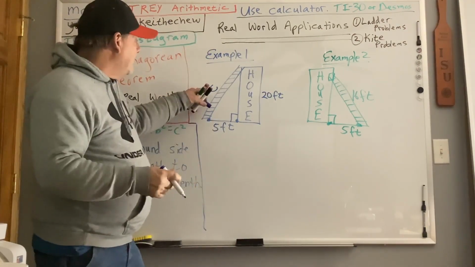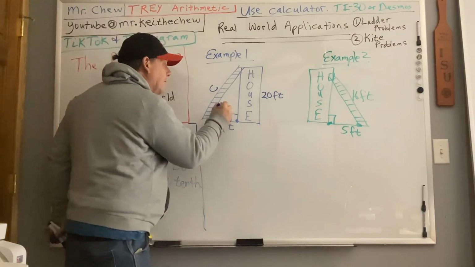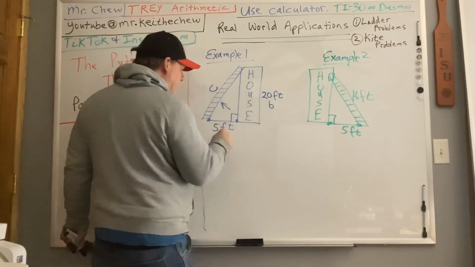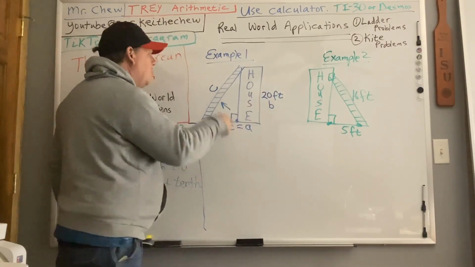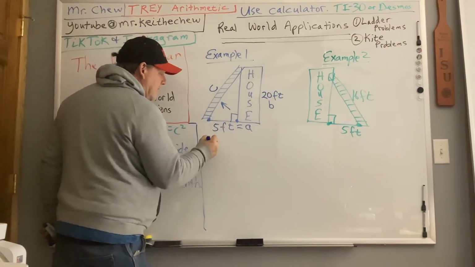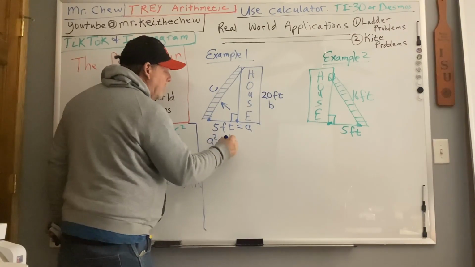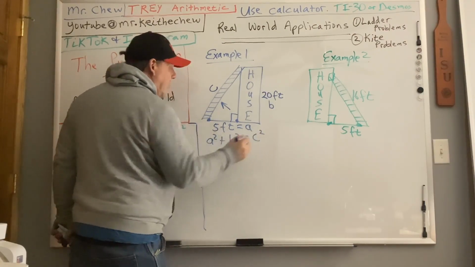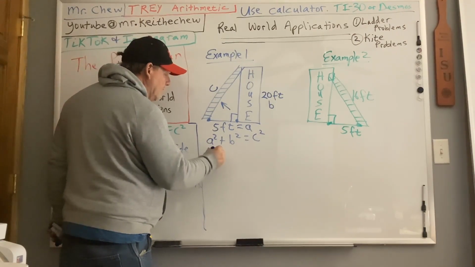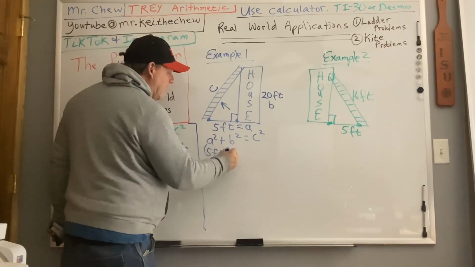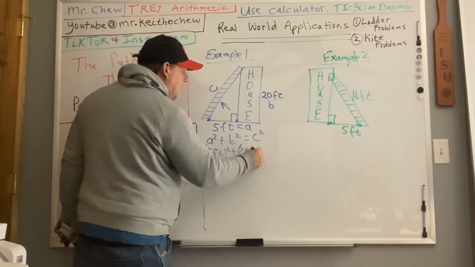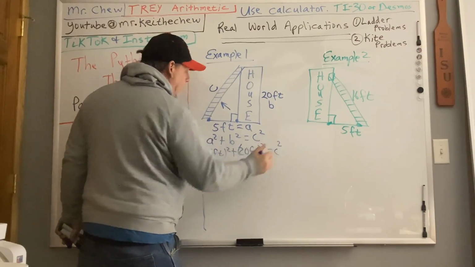Well, we know this is going to be C. It's the hypotenuse. It's always going to be C. This one we'll call B and this one we'll call A. Those are interchangeable, but C has to be the longest side. So I have A squared plus B squared equals C squared as my Pythagorean Theorem. I substitute 5 feet and square that. Let's substitute 20 feet, square that, and equals C squared.